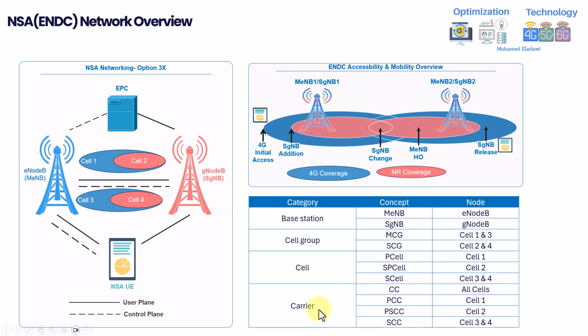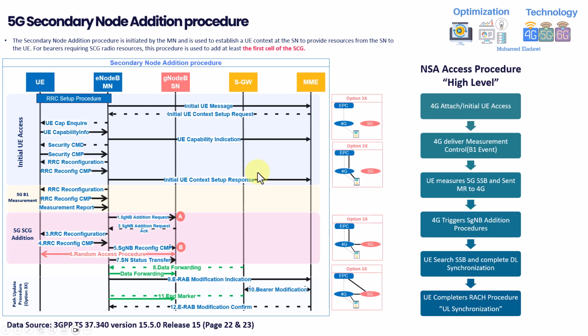Then you have this kind of component carrier, which is, I think, clear from carrier aggregation, which we covered before. For example, component carriers, we have all the cells under the component carrier. Then the primary component carrier, which is cell 1. Then you have the primary secondary component carrier, which is cell 2, then the secondary component carriers, which are cell 3 and 4. But the most important here is this cell group and the cell, and even the base station. Try to understand this concept very well, because this will make it easy for you to understand the non-standalone network in general. So let's move now to the next part, which is related to the signaling flow.